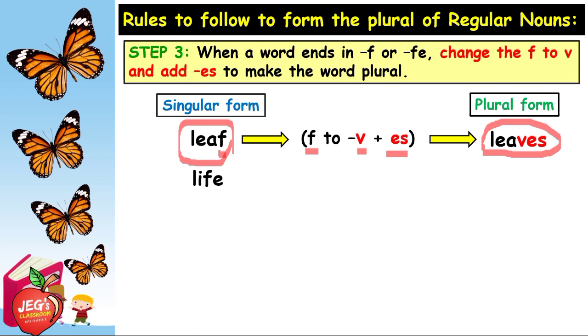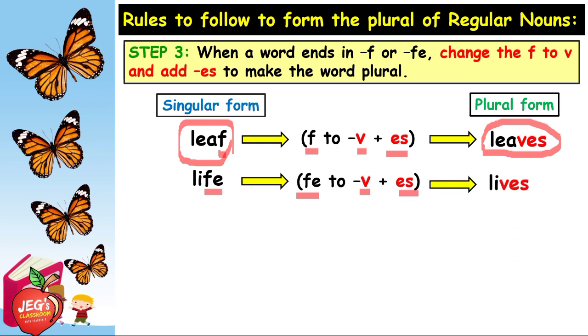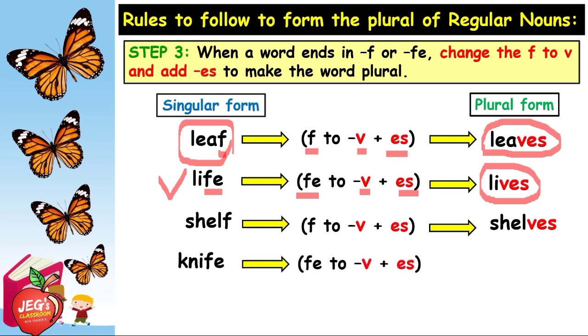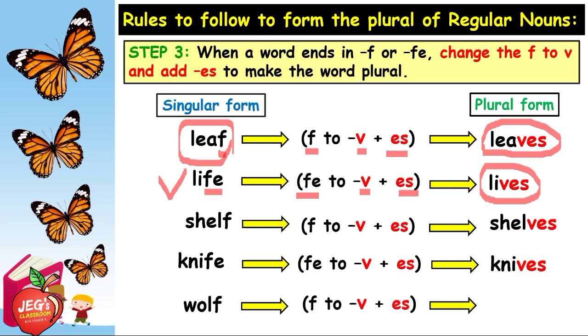Next example. The word life ends with FE. To make it plural, you have to change the FE to V and add ES for you to have lives. Lives is the plural form of the singular word life. Next, shelf. Change the F to V and add ES, you will have shelves. Knife. Change the FE to V plus ES, you will have knives. And wolf, change the F to V plus ES, and you will have wolves.